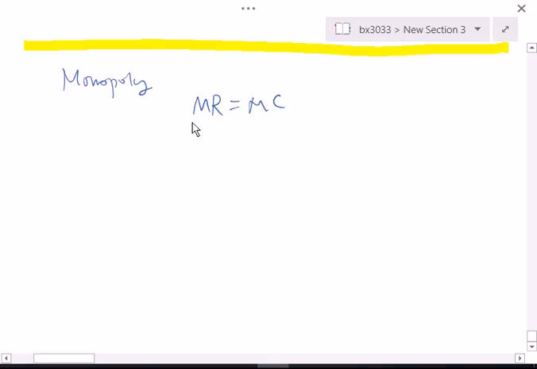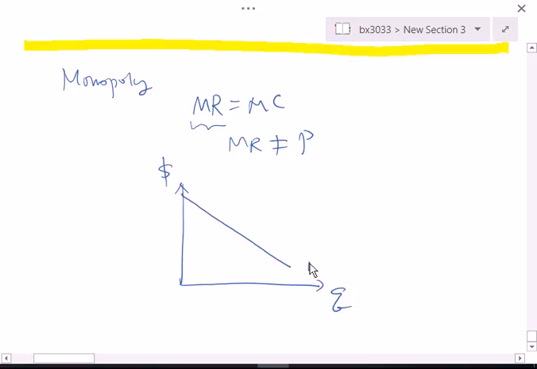What's the difference compared with the perfectly competitive market is that now MR is no longer equal to price. Think that now if I'm the monopoly firm, I'm the only supplier in the market, and now I'm faced with a downward sloping demand curve. I'm faced with a downward sloping demand curve. Okay.